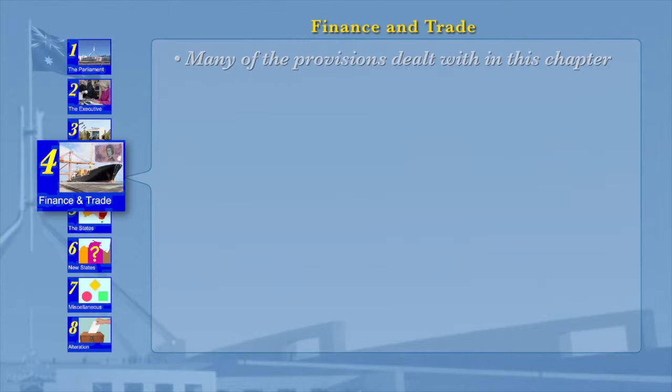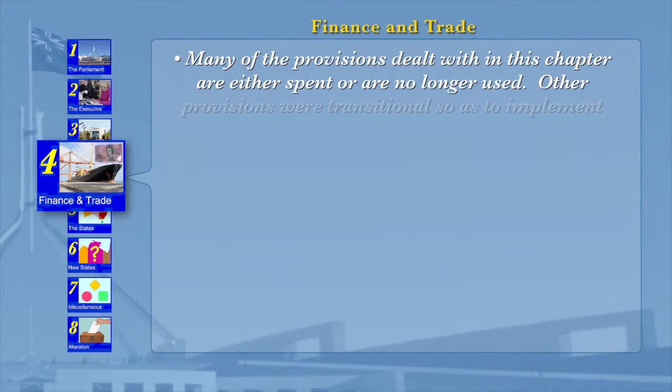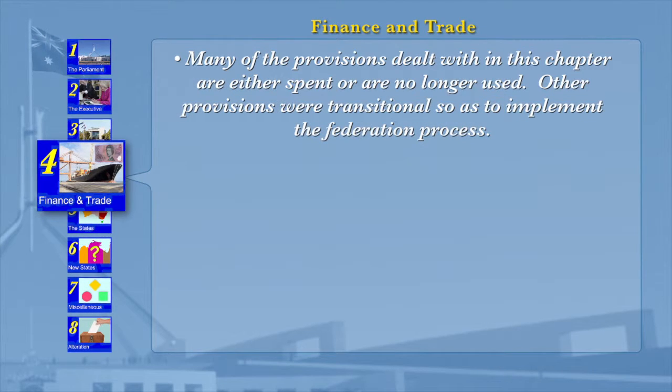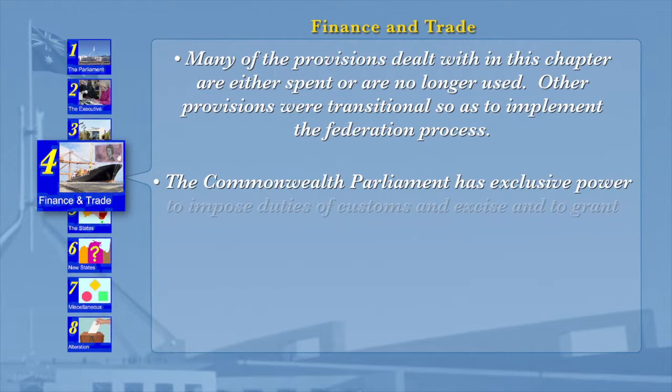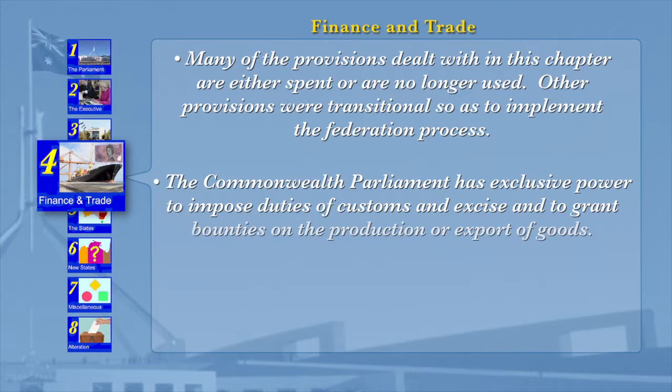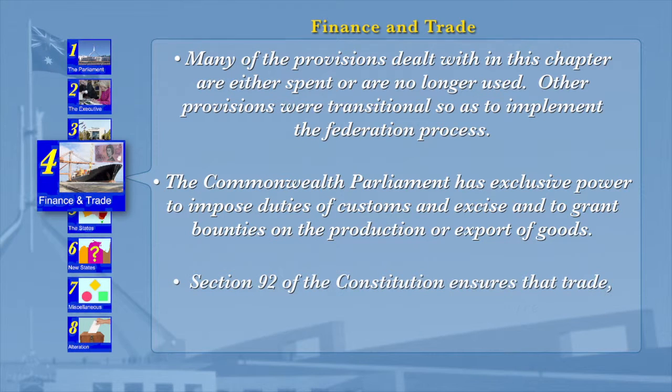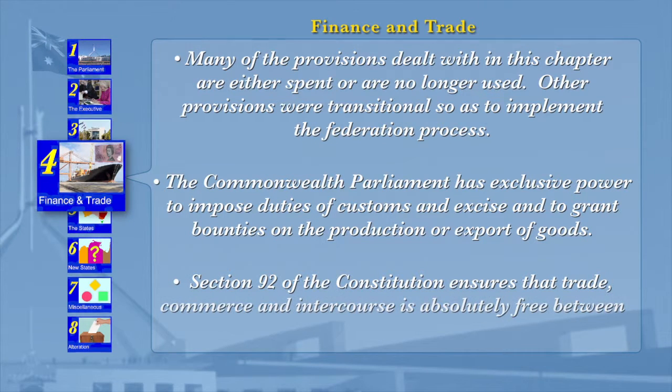Many of the provisions dealt with in this chapter are either spent or are no longer used. Other provisions were transitional so as to implement the federation process. The Commonwealth Parliament has exclusive power to impose duties of customs and excise and to grant bounties on the production or export of goods. Section 92 of the Constitution ensures that trade, commerce and intercourse is absolutely free between the states.